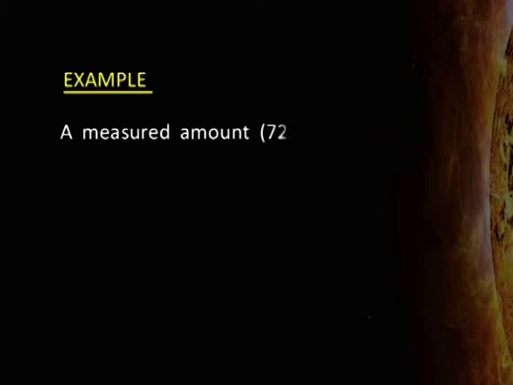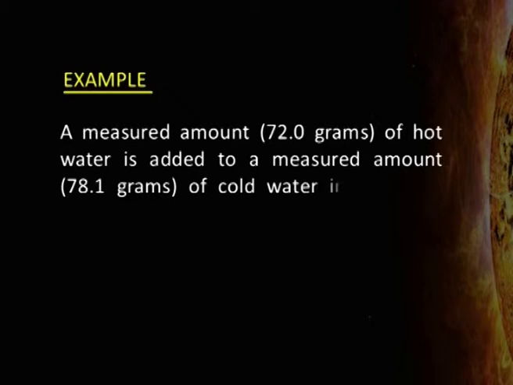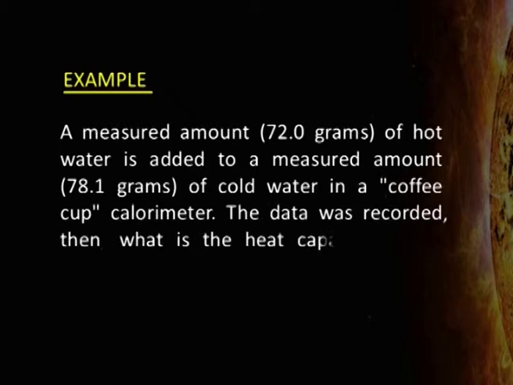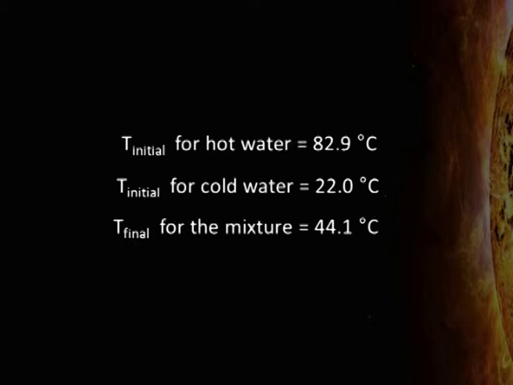A measured amount, say 72 grams of hot water, is added to a measured amount, say 78.1 grams of cold water, in a coffee cup calorimeter. The data was recorded. Then what is the heat capacity of the calorimeter? The recorded data is: initial temperature for hot water is 82.9 degrees Celsius, initial temperature for cold water is 22.0 degrees Celsius, and final temperature for the mixture of water is 44.1 degrees Celsius.